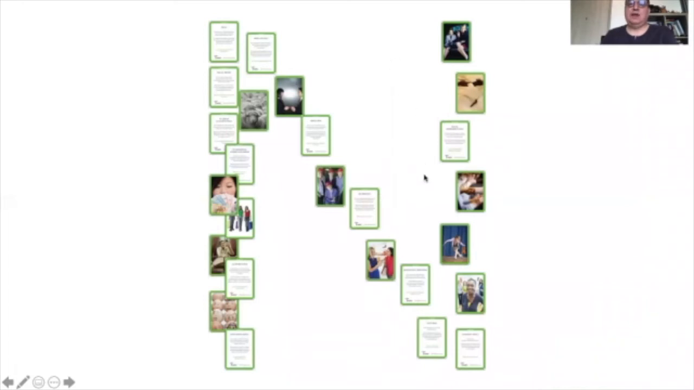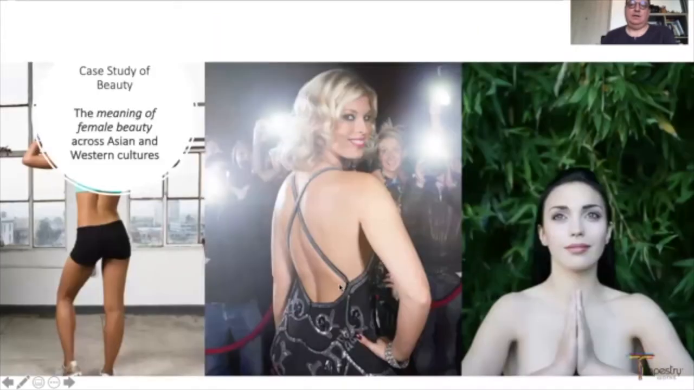So let's talk next about social norms and context and culture. Here I want to compare four different cultures and look at the meaning of female beauty. This is some work I did a couple of years ago as a validation of this visual tool, but also to try and understand a little bit about how different images and also how verbal concepts worked across different cultures.